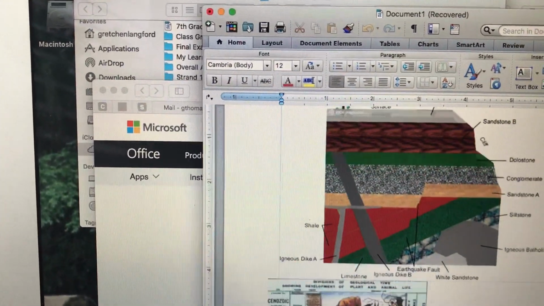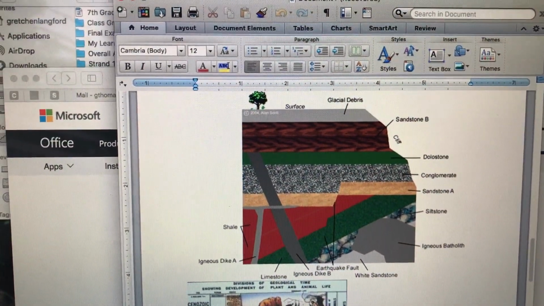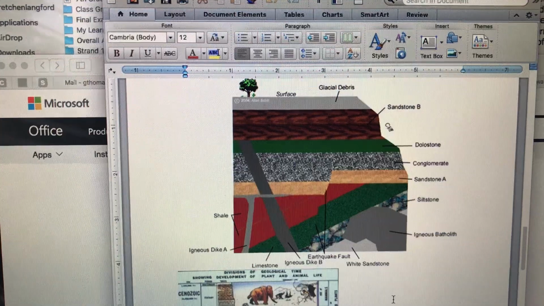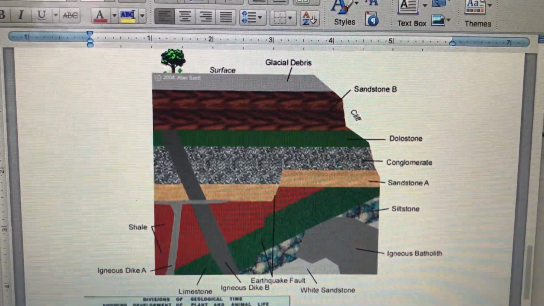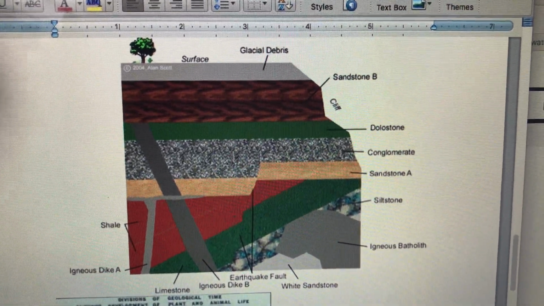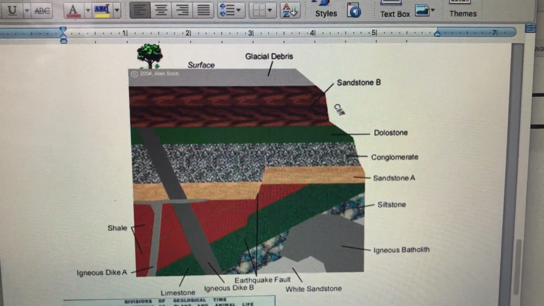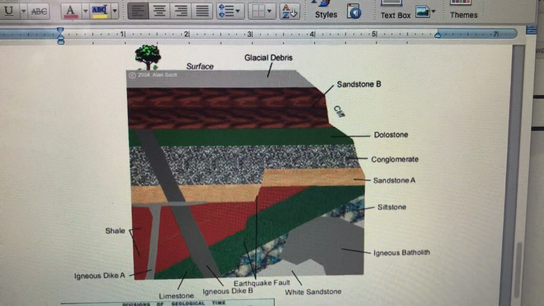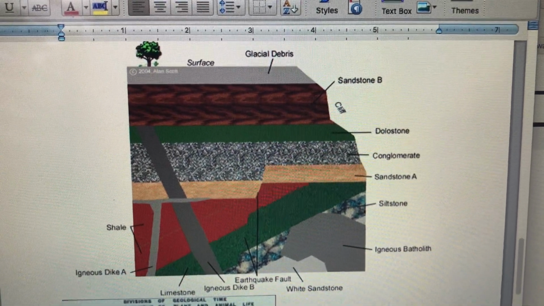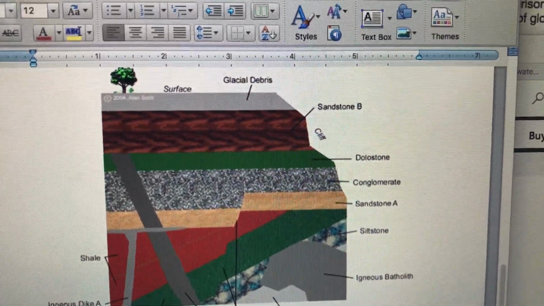Okay. Next up, we've got this going to be a similar question. We've got various layers, and you are going to have to determine which layer is younger and which layer is older than the other.